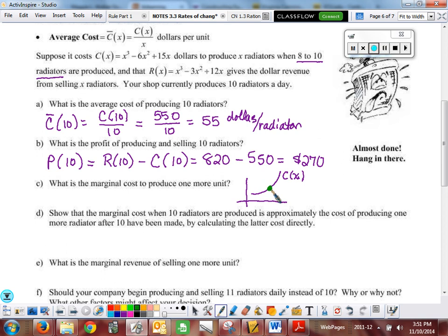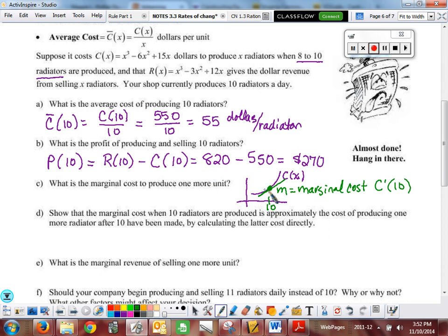The idea is that dollars per radiator is basically a slope, right? If I could look at the rate of change of how the cost is changing at this moment in time, then that slope could give me an idea of the marginal cost. And the slope of this tangent line is nothing more than the derivative at 10. So if I could calculate C prime of 10, that could give me an idea of the marginal cost. You don't know what's going to happen in the future.